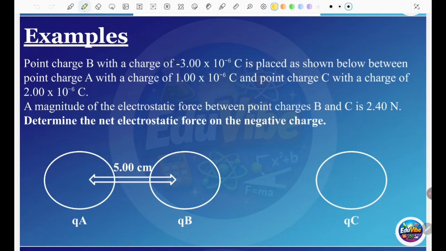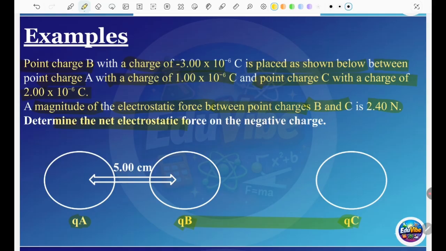Point charge B with a charge of minus 3.0 × 10^-6 coulombs is placed as shown below between point charge A with a charge of 1.0 × 10^-6 coulombs and point charge C with a charge of 2.0 × 10^-6 coulombs. We have charge A, charge B and charge C. The magnitude of the electrostatic force between the point charges B and C is 2.40 newtons.